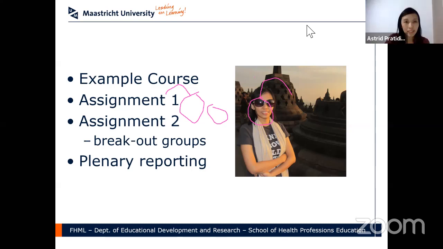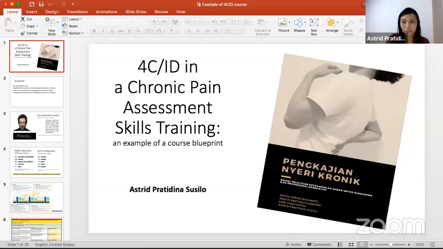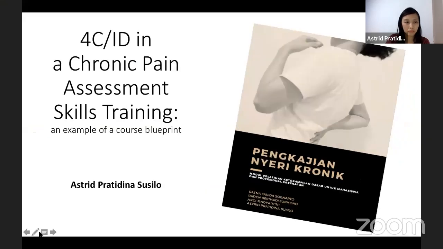Okay. Thank you. So, ladies and gentlemen, we have listened to a lecture about what is 4CID, and Jeroen has already explained about the 4 components one by one and the basic principles of the 4 components. Now, I would like to present an example of a course blueprint that is developed based on the 4CID approach. And this is a chronic pain assessment skills training.